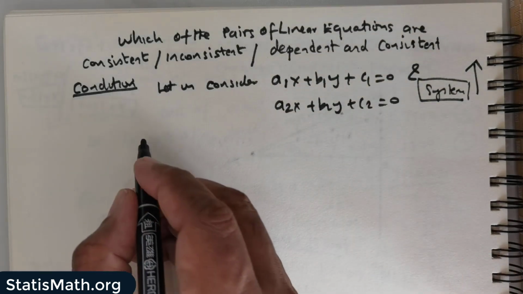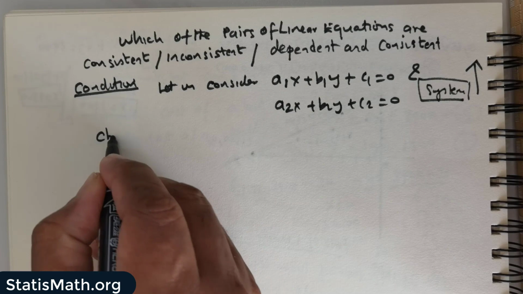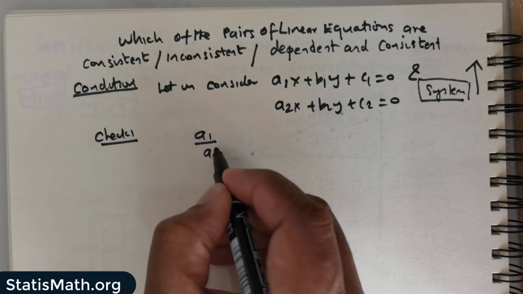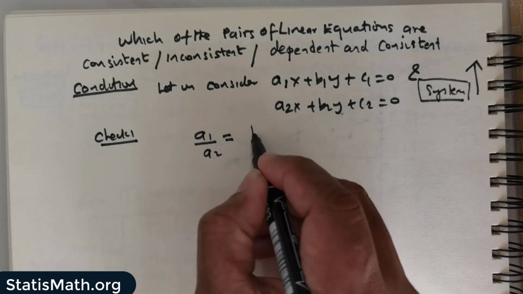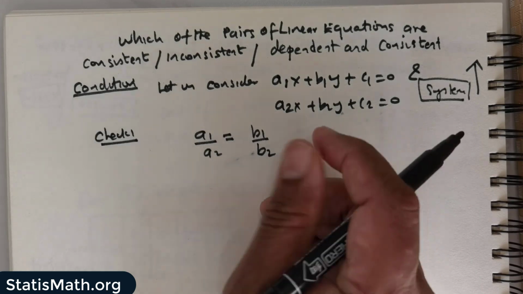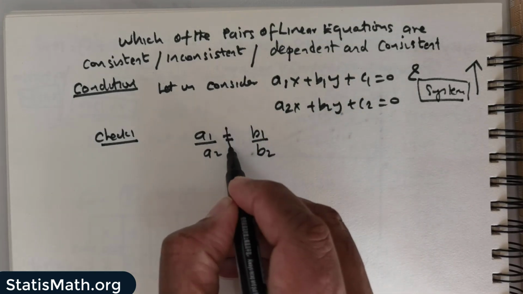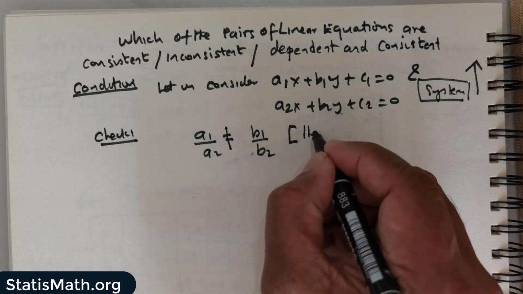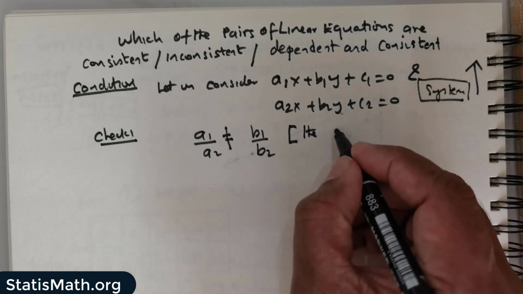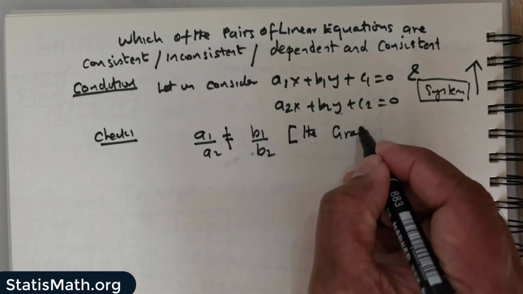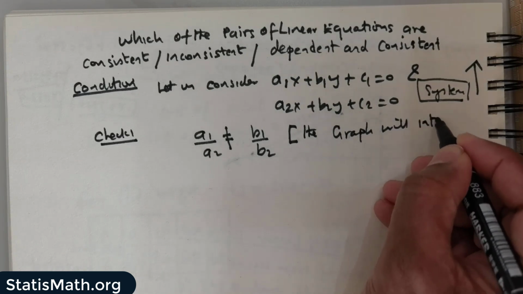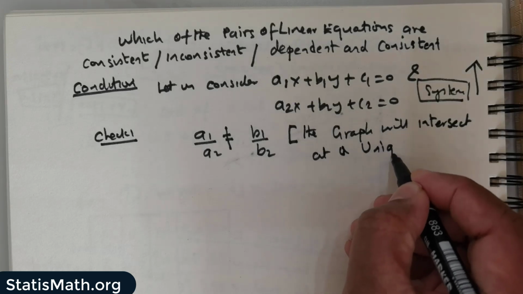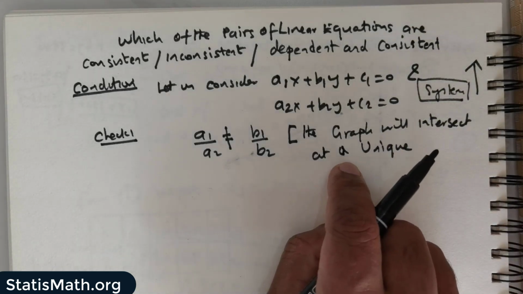Now, having got this, this is check number 1. You have to take the value of a1 and divide it by a2 and see if it is not equal to b1 divided by b2. If it is not equal, then suppose you are drawing the graph for this, the graph will intersect at a unique point.